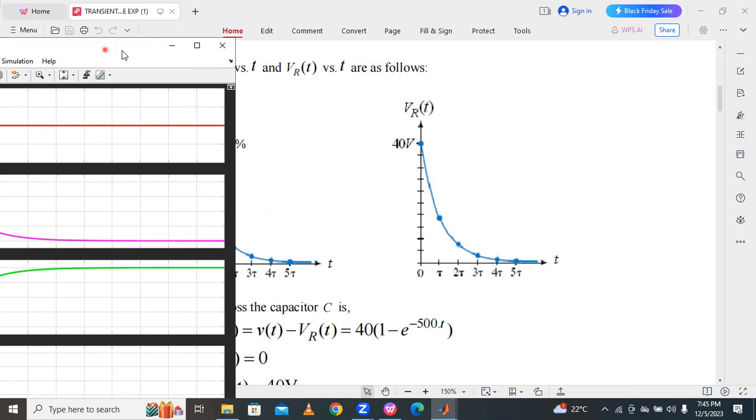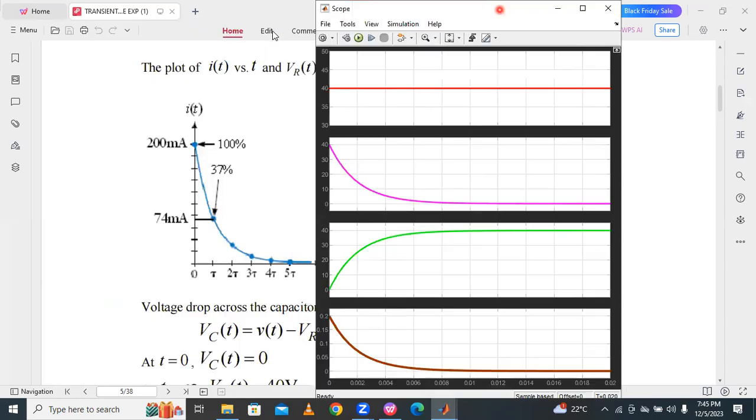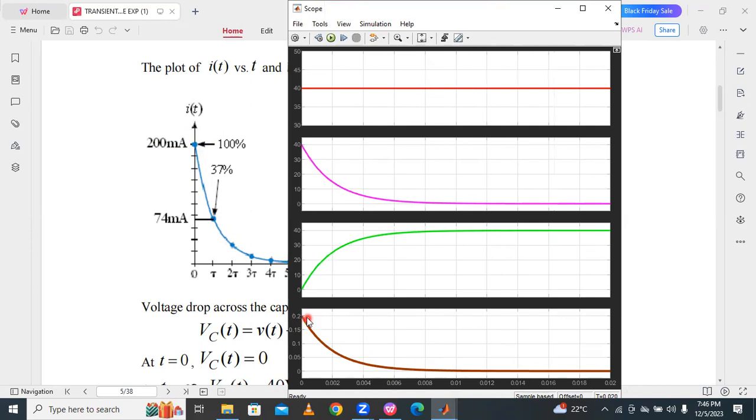Like this, the voltage across the resistor, VR of t, is decreasing from 40 volts onwards. This is the response. Next, the current is also decreasing from 200 milliamps, which means 0.2 amps. From here onwards, this current is decreasing.